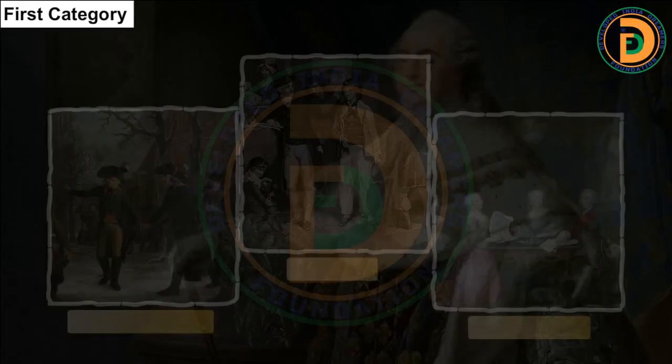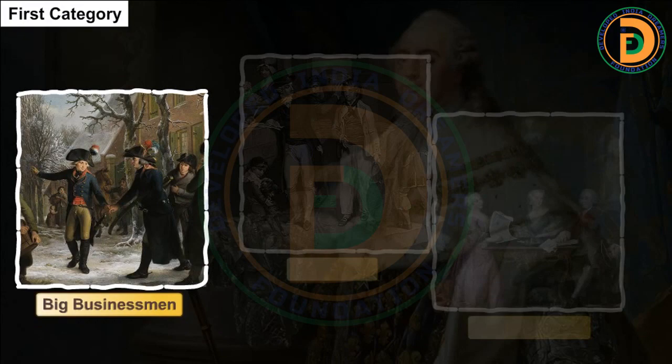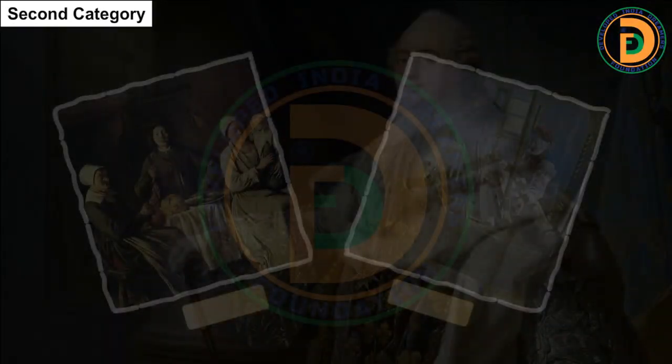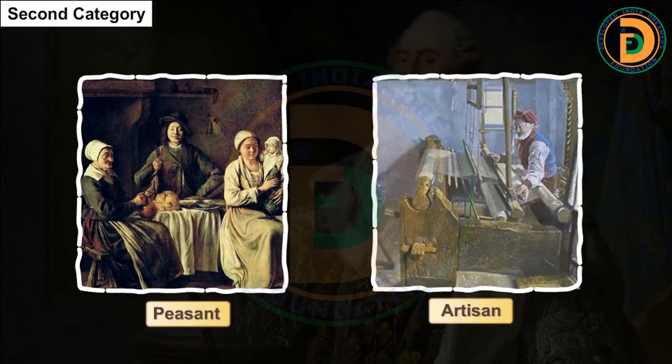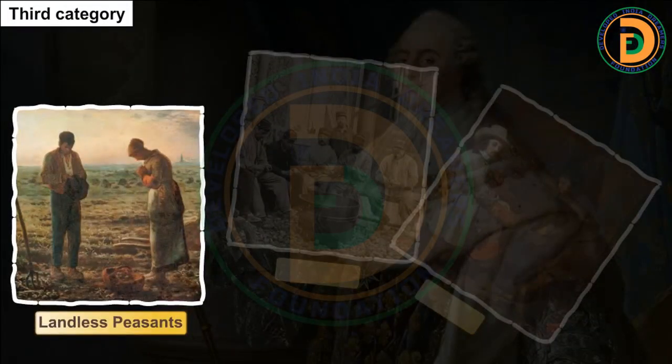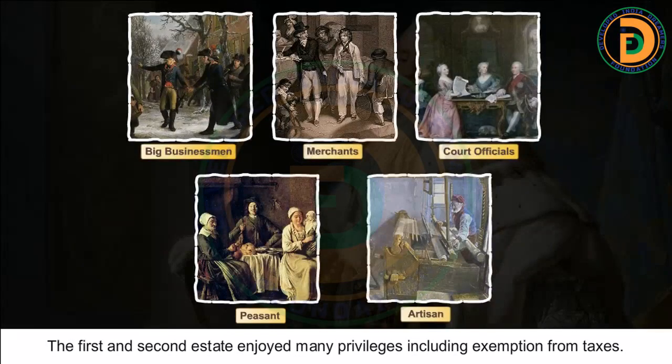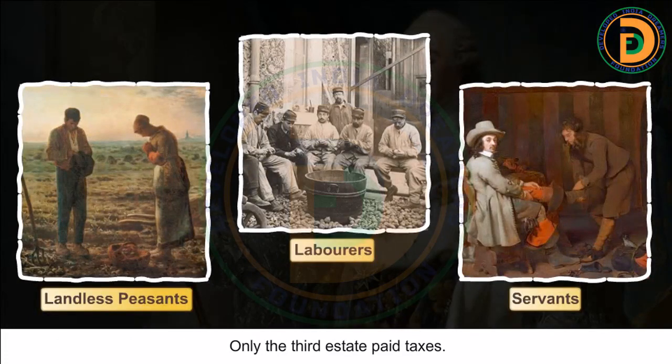The first category of big businessmen, merchants, court officials, etc. was relatively affluent. The second category of peasants and artisans had little money. The third category of landless peasants, laborers and servants was the poorest of all. The first and second estate enjoyed many privileges, including exemption from taxes. Only the third estate paid taxes.